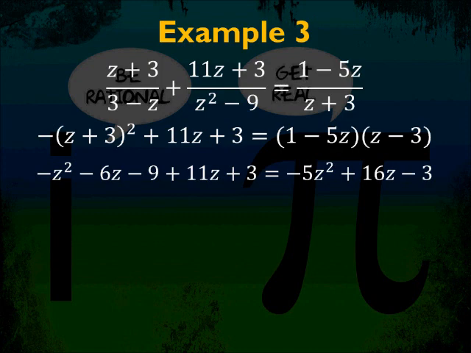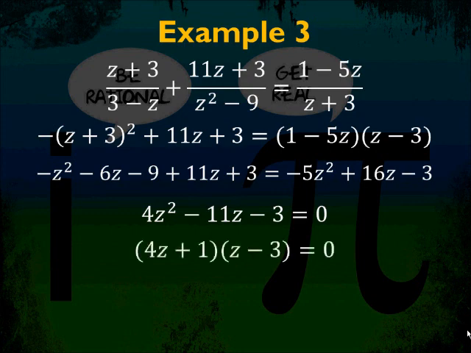minus 3. Now, because we have a z squared term, we need to combine like terms, set one side equal to 0, and then factor. So if you do all that, you get 4z squared minus 11z minus 3 equals 0. If you factor this, you will see you get 4z plus 1 times z minus 3.